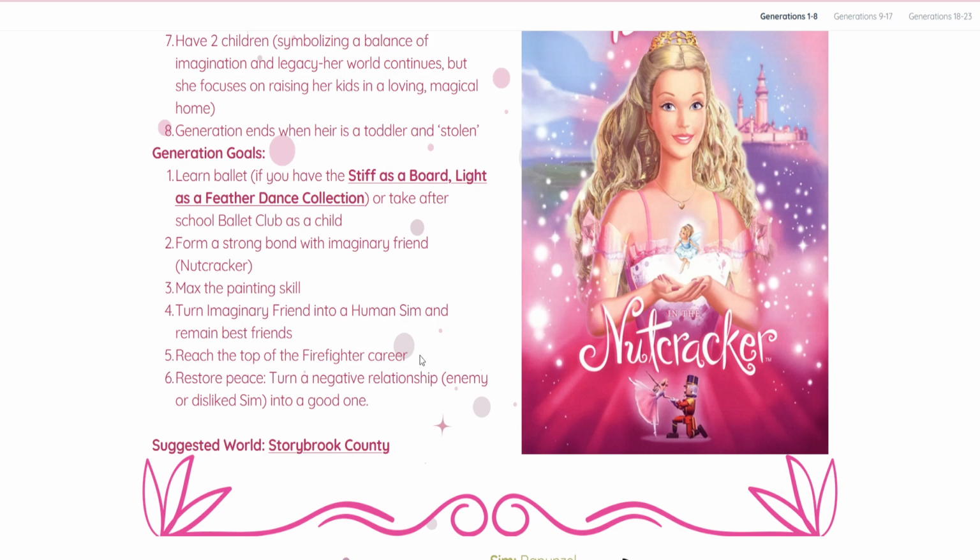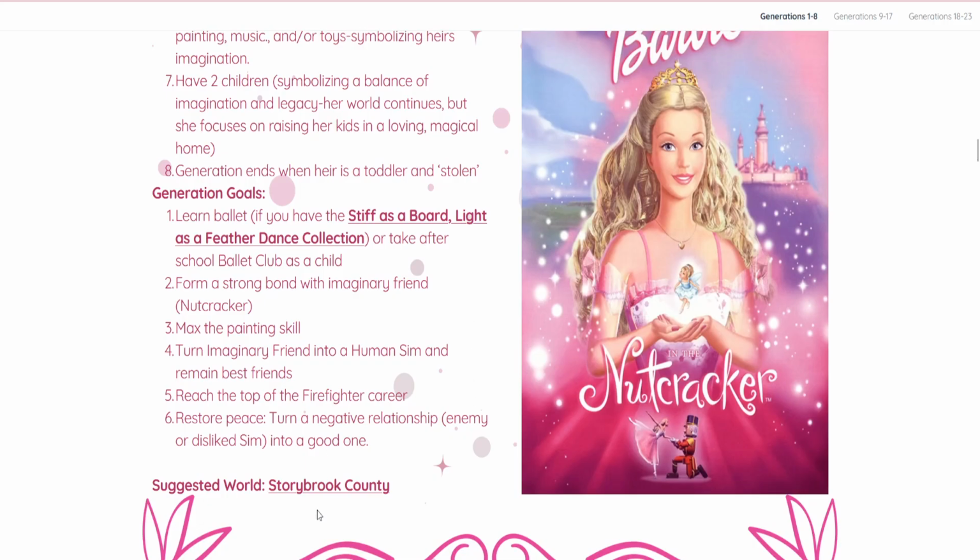Clara saves, oh my goodness, what is the kingdom called? I feel like it starts with Elysium. I don't know. She saves the kingdom. She's the Sugar Plum Princess. And I just thought it'd be something different. And then restore peace. So we have to turn a negative relationship with an enemy or a disliked sim, which is supposed to represent the Mouse King, and make it into a good one, signifying that her goodness wins out. And I suggested the world of Storybrooke County, which again I have linked.